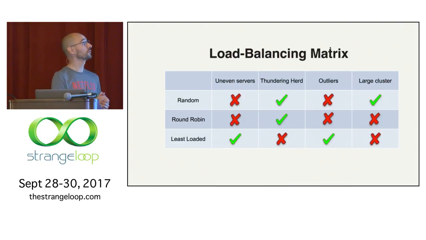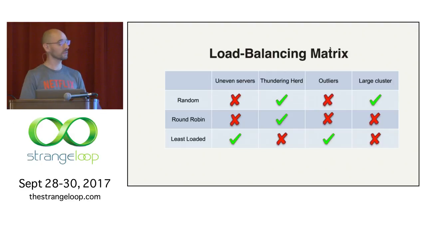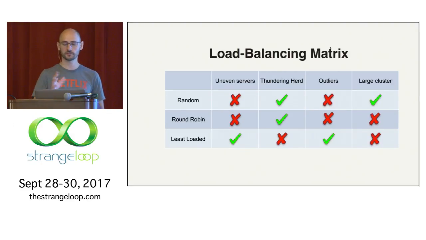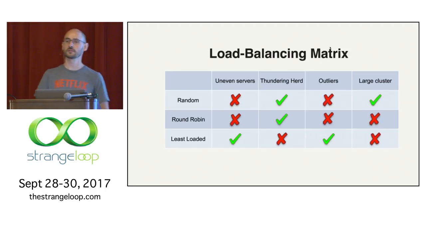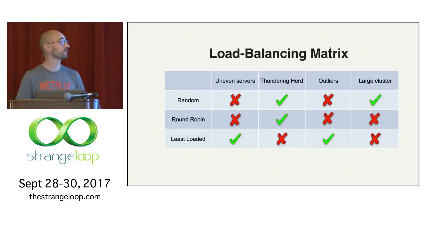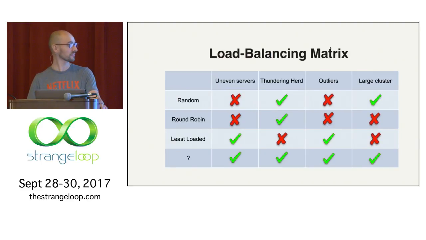So if I want to draw a load balancing matrix of the algorithm versus the different problems that we see: uneven servers, servers that are slow or fast; thundering herd, which is everybody rushing toward the same sets of servers; outliers, being resilient toward GC; and large cluster, when you have thousands of clients, are you resilient? They all have problems. They manage to work well for specific conditions, but they all have problems. So the question that I ask is, is there a load balancing algorithm that works with all those problems? And the answer is, I hope so.